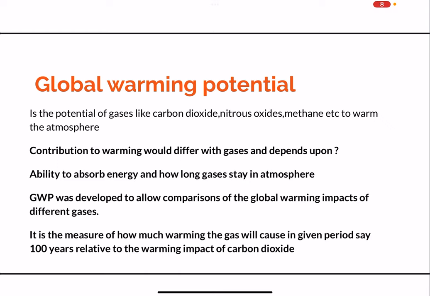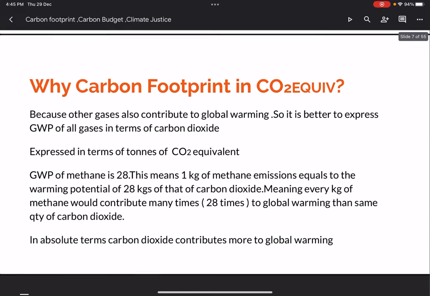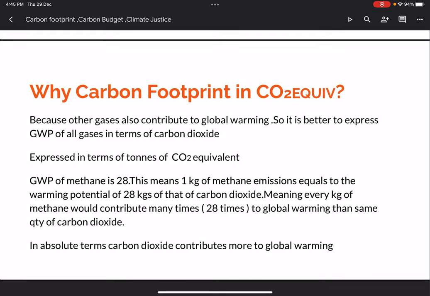So the base gas for capturing global warming potential is carbon dioxide, and other gases are accordingly compared with CO2. The global warming potential of carbon dioxide is taken as 1, and then for other gases we make a comparison. For example, the global warming potential of methane is 28. Now, what does this mean?